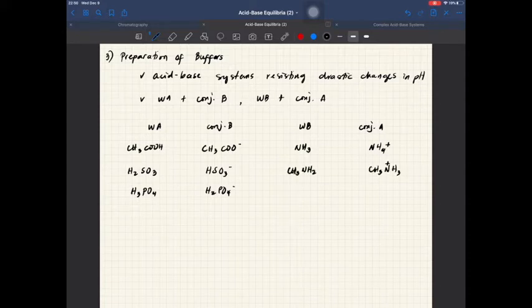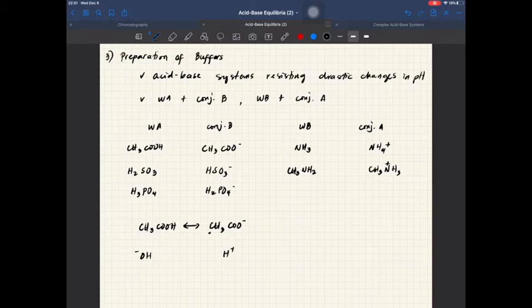These buffer systems resist drastic changes in pH for the reason that, for example, if we have an acetic acid and acetate buffer system, and an acid is added to this buffer system, then the acid will react with the conjugate base in order to produce acetic acid. And if a base is added to this buffer system, the base will react with the acetic acid component of this buffer system in order to produce the conjugate base. So whatever is reacted with this buffer system will produce the other component of the buffer system.